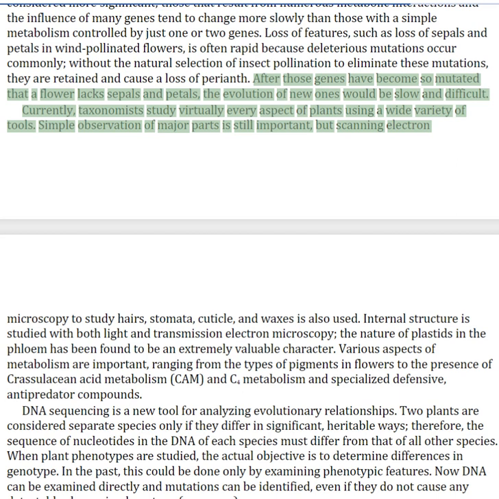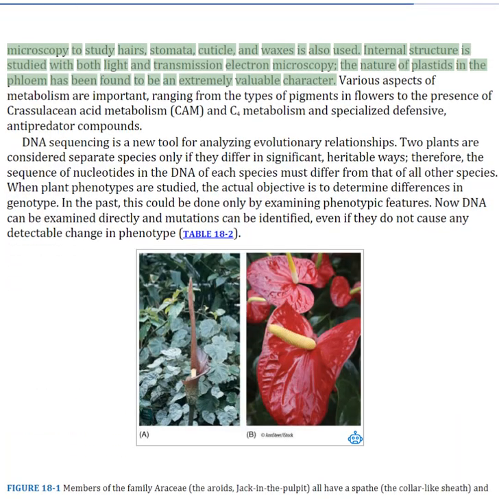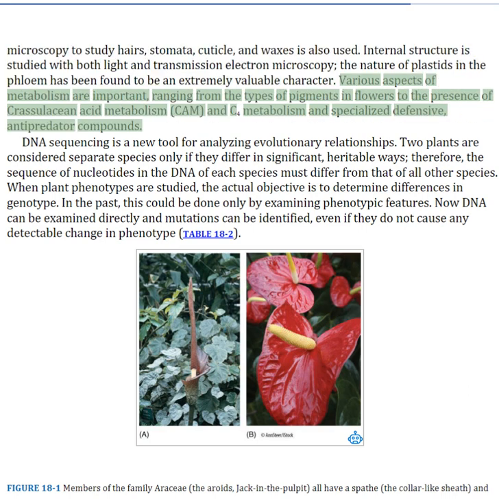Currently, taxonomists study virtually every aspect of plants using a wide variety of tools. Simple observation of major parts is still important, but scanning electron microscopy to study hairs, stomata, cuticle, and waxes is also used. Internal structure is studied with both light and transmission electron microscopy. The nature of plastids in the phloem has been found to be an extremely valuable character. Various aspects of metabolism are important, ranging from the types of pigments in flowers to the presence of crassulacean acid metabolism and C4 metabolism and specialized defensive, antipredator compounds.